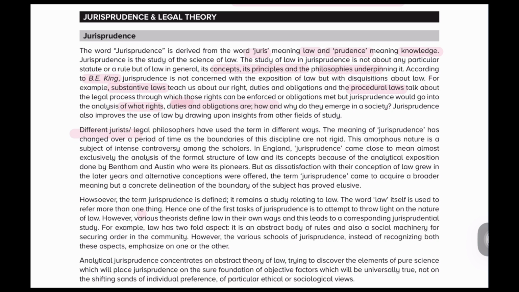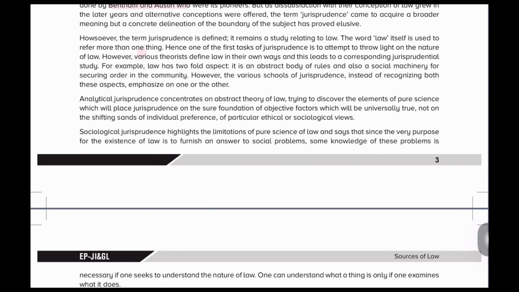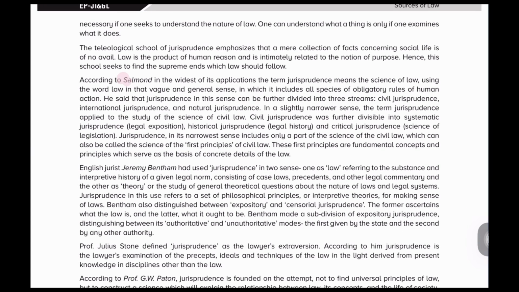In England, scholars like Bentham and Austin gave rise to analytical jurisprudence, which focuses on the logical structure of law. Later, others emphasized the social and moral aspects of law, broadening the meaning of jurisprudence. According to Salmond, jurisprudence is a science of law which studies all obligatory rules of human conduct, and he divided it into civil jurisprudence, which is the study of civil law; international jurisprudence, which is law between nations; and natural jurisprudence, which is universal moral law.